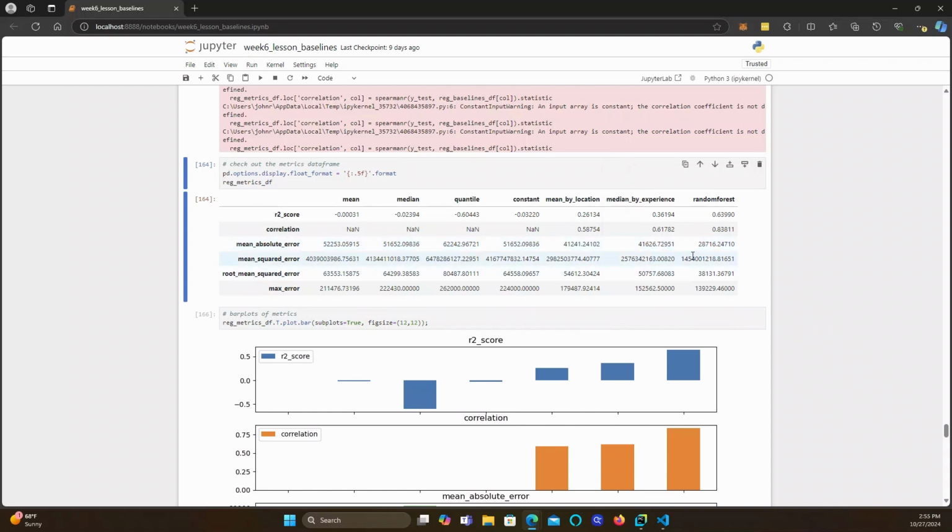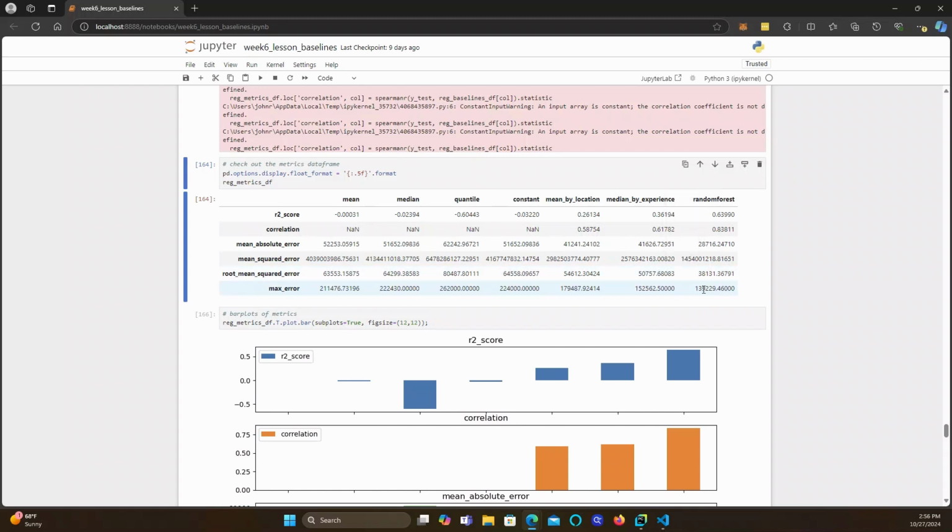Mean squared error, again, you want this to be lower. These numbers are enormous, and they're really hard to understand. This one starts with a 1, so it's probably better, but I just wouldn't look at this anymore. All right, the root mean squared error, again, lower is better. The random forest at 38,000 is way lower than the second lowest, which was median by experience at 50,000.